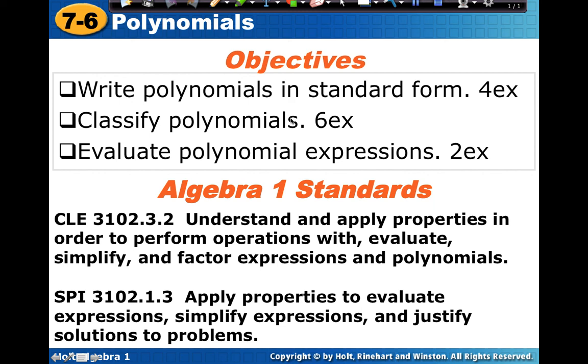Alright, today we're going to go over 7-6 polynomials. Please make sure that you have 7-6 written at the top of your notes. We're going to write polynomials in standard form, then we're going to classify polynomials, and then we're going to evaluate polynomial expressions.